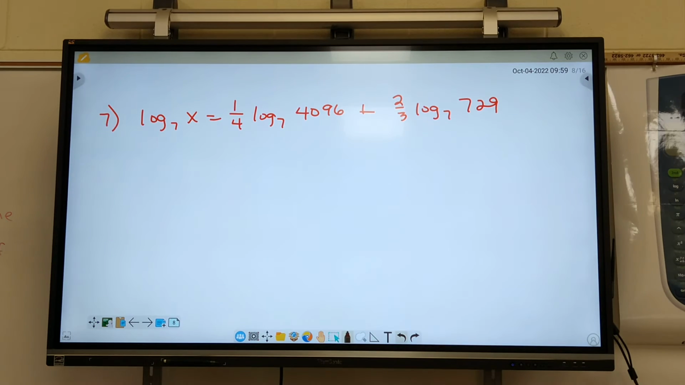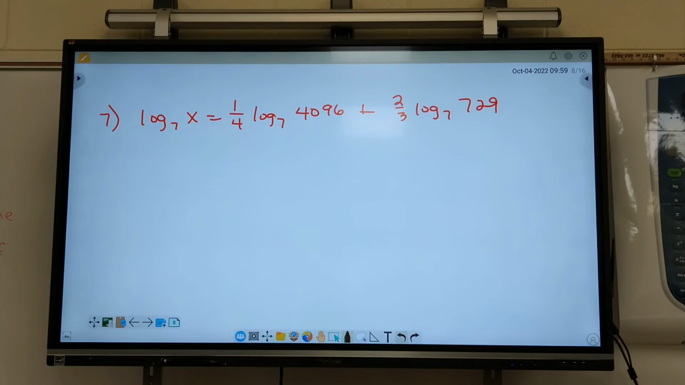Now 7, first block, forgot how to do 7. Let's see if y'all forgot how to do it. Willie, take your hat off.